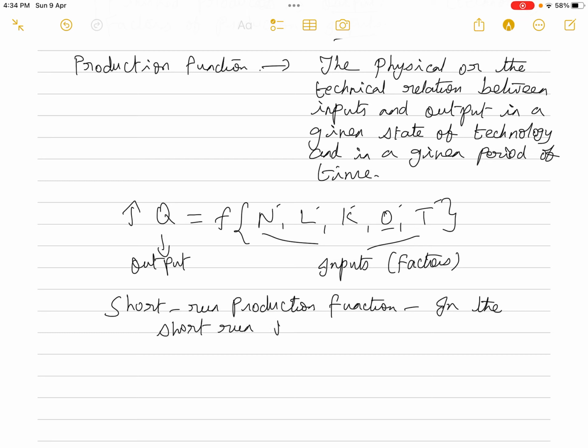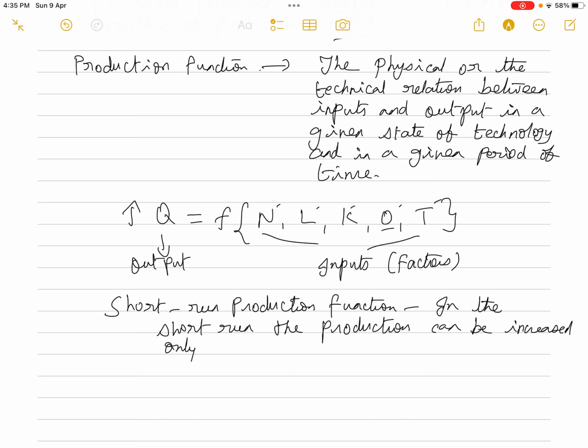In the short run, it is not possible for the producer to change all the factors, especially land. He cannot change capital and machinery. It takes a huge amount of investment, technology, all those things he cannot change. At the most, he can increase the quantity of raw materials and the number of laborers. So only one or two factors can be changed in the short run if the producer wants to increase the output. That is the short run production function.